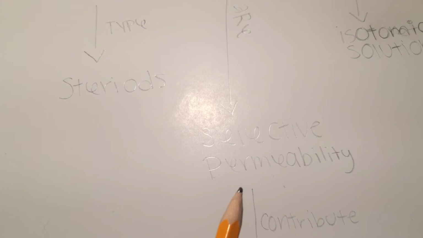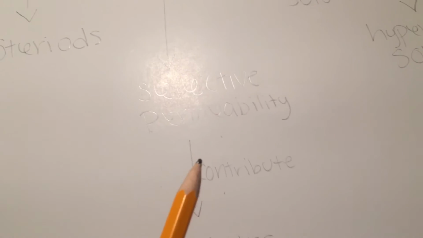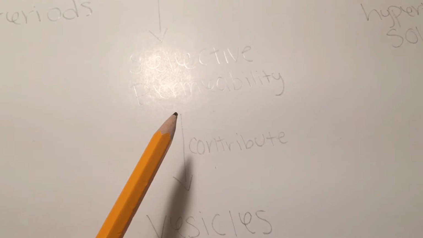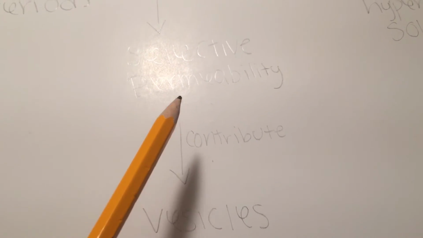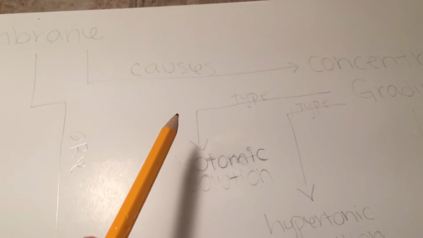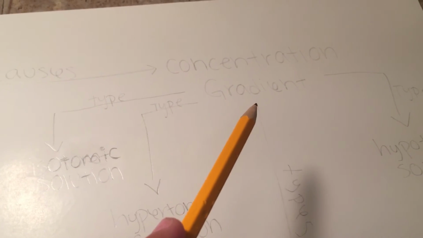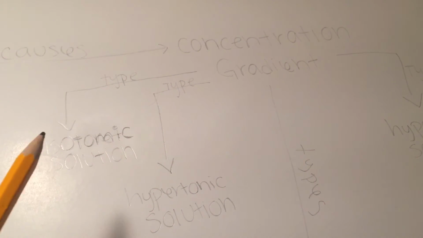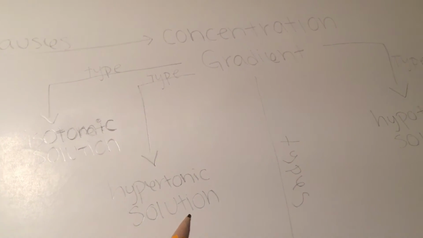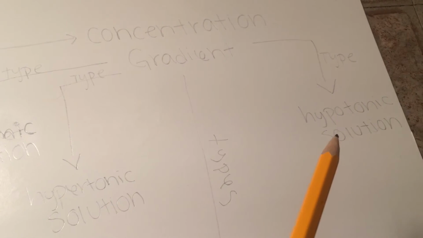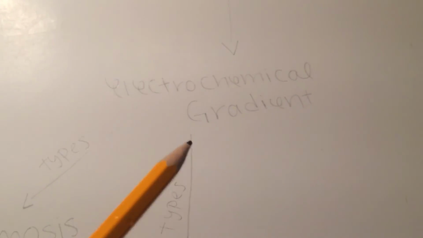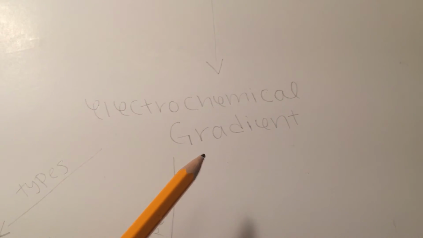Now coming back up to my graph and coming to the right side, now the plasma membrane, they are selective permeability, they do contribute to vesicles as well. Vesicles do contribute to the selective permeability. Coming up here, it does cause a concentration gradient, and I did the 3 different types of concentration gradient, which is your isotonic solution, hypertonic solution, and your hypotonic solution. And then from there, I did the types, which another type is your electrochemical gradient.